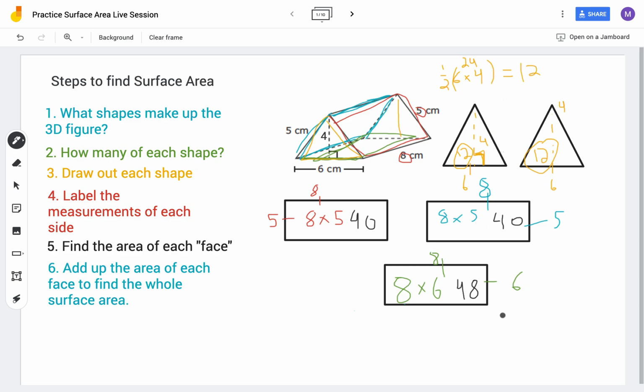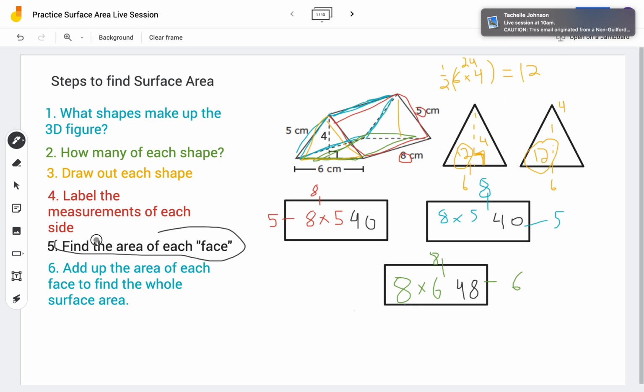So we have all of our shapes. We've labeled them, and then we found the area of each face. Each of these shapes is called a face, and we found the area of them.